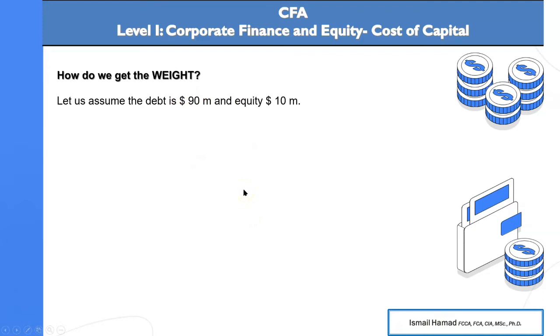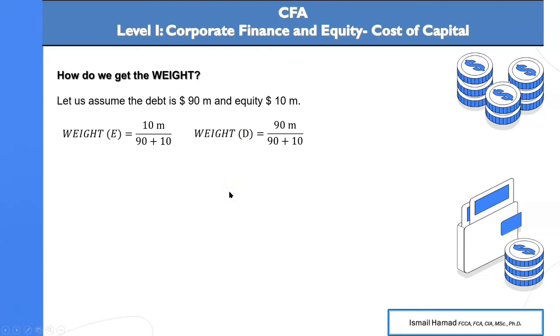As we mentioned in previous videos, the higher the risk, the higher the required rate of return. This is why equity is always more expensive than debt. To get the weight of equity, I divide 10 by the total finance. This is 10 million, divided by the total finance, which is 90 plus 10. Equally, if I want to get the weight of debt, it will be 90, which is huge, divided by the 100. This is the weight of the debt.